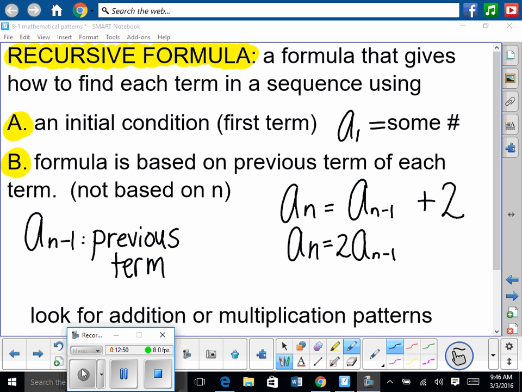Does that make sense to everybody? So that's how you specify a sub n minus 1 means previous term. Because a sub n would be the term that we're talking about. Okay, so you have that down. A sub n minus 1, a recursive formula, you'd be writing the formula in terms of the previous term. So with this one, once again, you look for addition or multiplication patterns.